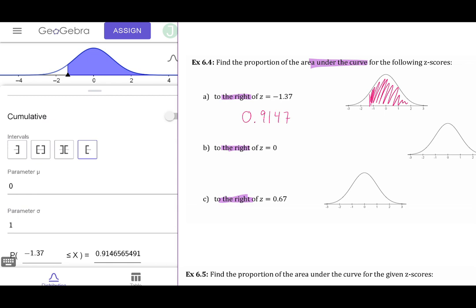If we look at the second picture here, to the right of a z-score of 0. Well, we did this earlier. To the right of a z-score of 0, the probability should be 0.5. I'll be a little bit more precise here. The probability that our x value is greater than 0 is going to be 0.5, half the graph.